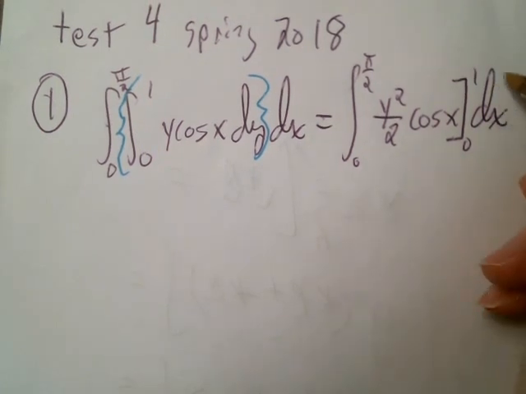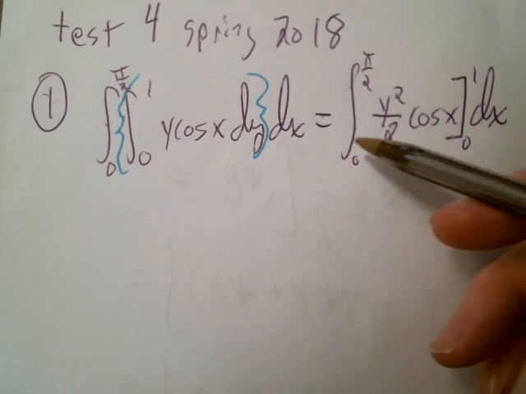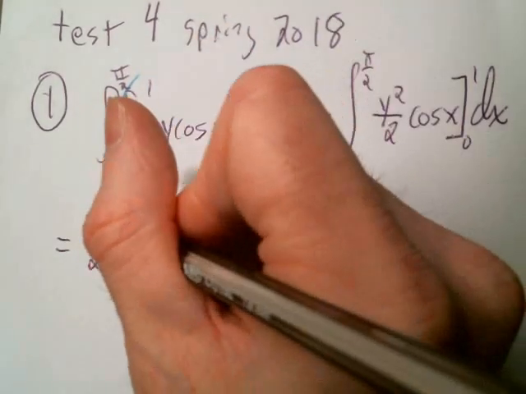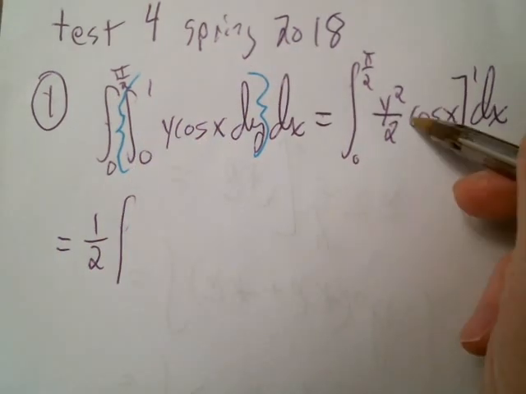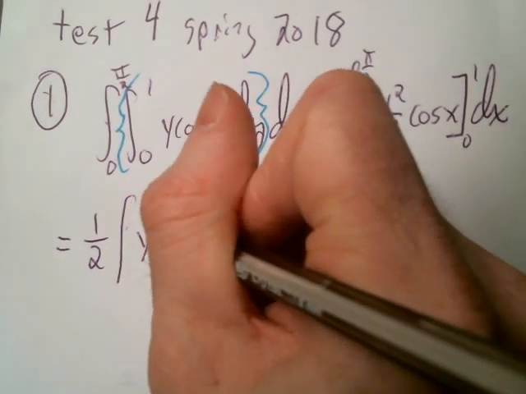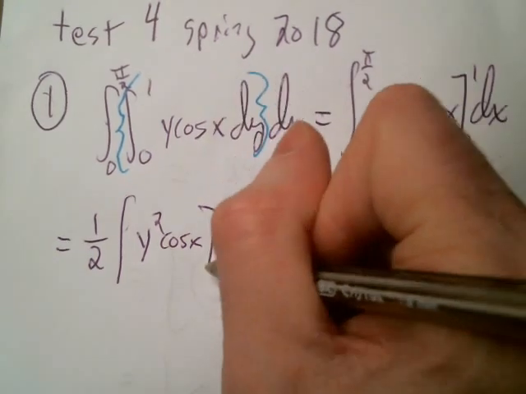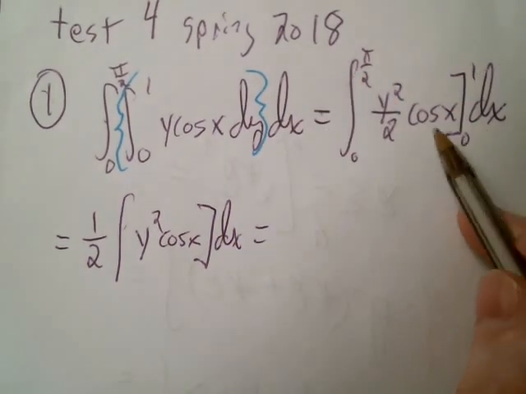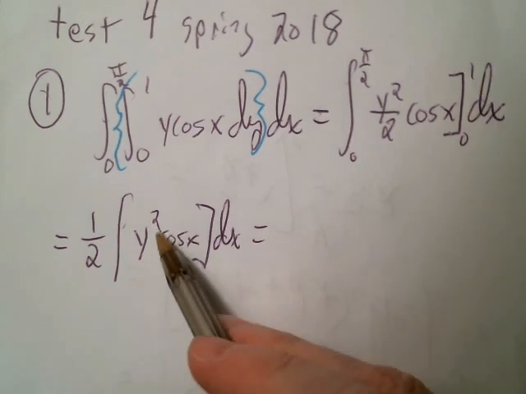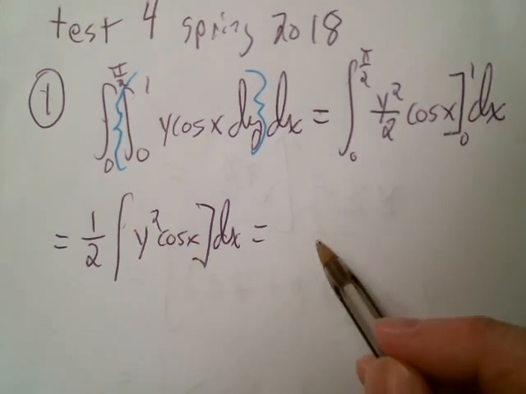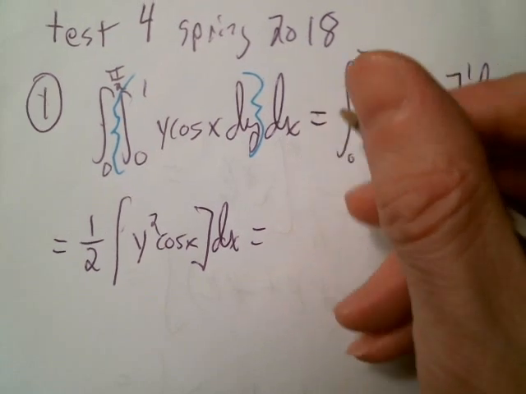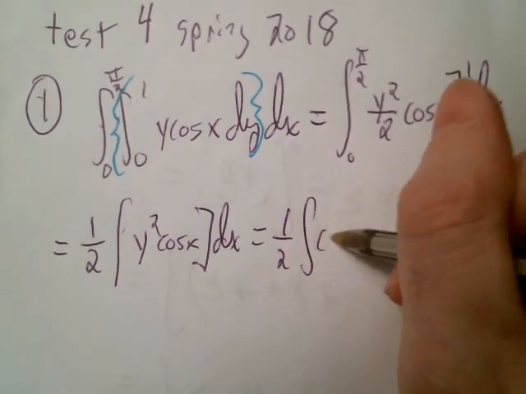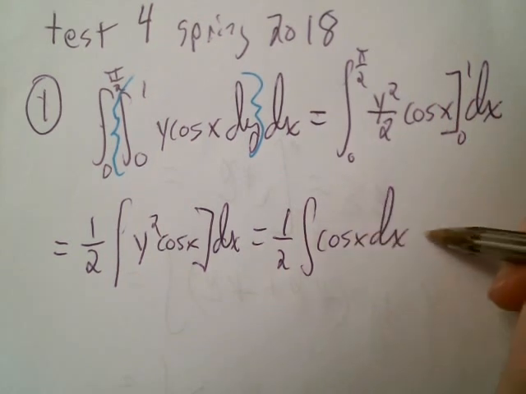Okay. So plug in the limits. You can factor out the 1/2. Factoring out constants is always a safe operation, so go ahead and do that. You'll just be left with y squared cosine x, and then we of course evaluate that, substituting in for y. So it'd be 1 squared times cosine minus 0 squared times cosine, which would just be 1 cosine x. So this would be 1/2 integral of cosine x dx.